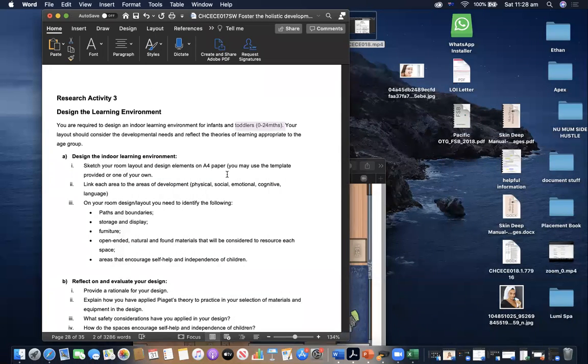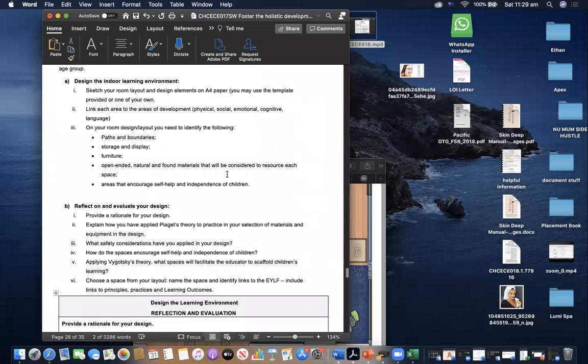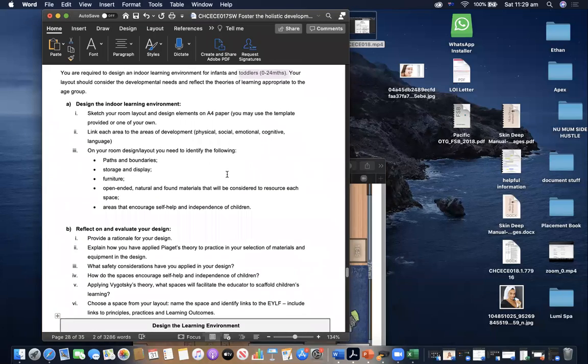So yeah, it has to be on A4. You may use the template in here. I think they actually removed it because people weren't doing it properly. So just do your drawing and submit it with your assignment. And again, in your home corner, where you write home corner, you need to tell me, is that physical, social, emotional, or cognitive? In your book corner, is that physical, social, emotional, or cognitive? Your block corner, is that physical, social, emotional? Draw it on the map, on your design as well, okay?